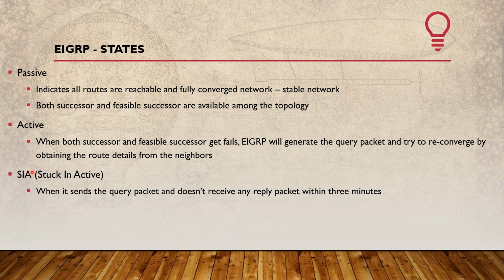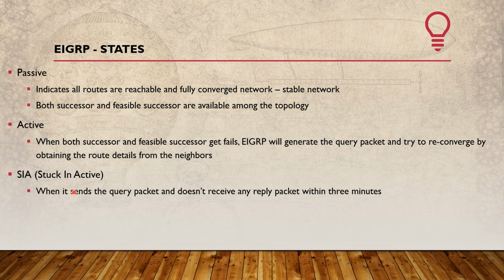If it's an active state, something is wrong in the network. EIGRP will generate a query packet and try to reconverge by obtaining the route details from the neighbors. Something has happened and I'm not able to get the route details, so it will send the query packet to all the neighbors to get information. If it does not receive any reply packet within 3 minutes, it will go into the SIA state, stuck in active.